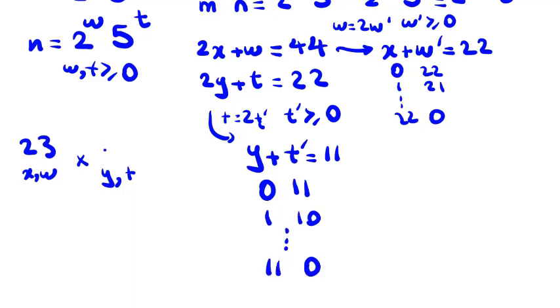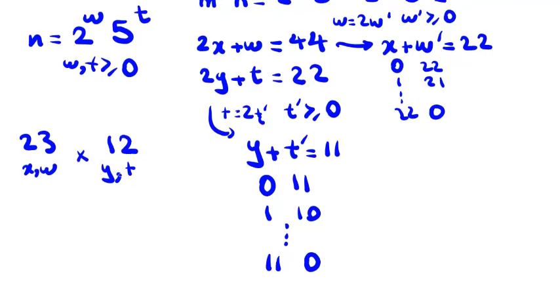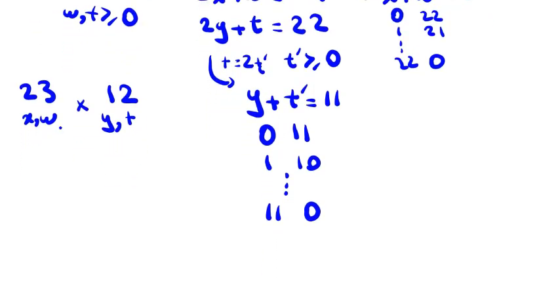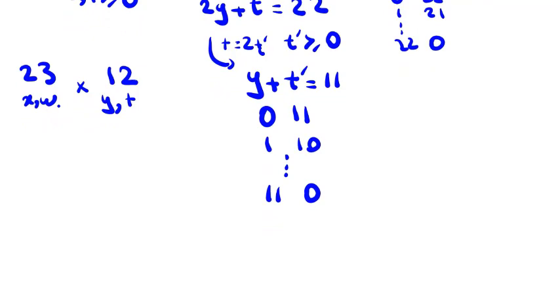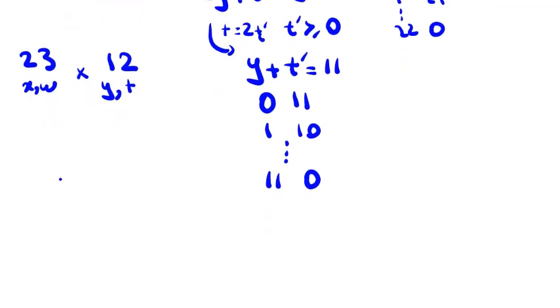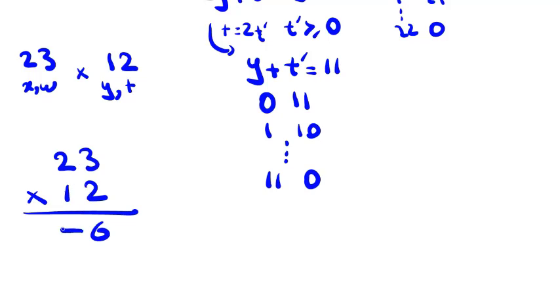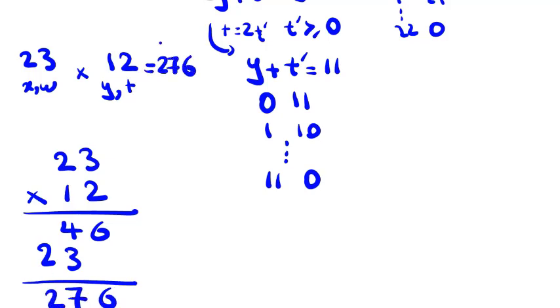So how many cases do we have? 12 cases for y and t. We multiply them because each case of x and w can come with each case of y and t. Now, if we multiply these two numbers, 23 times 12: 2 times 3 is 6, 2 times 2 is 4, 3 times 1 is 3, 1 times 2 is 2, so 276. So the answer of this problem is 276.